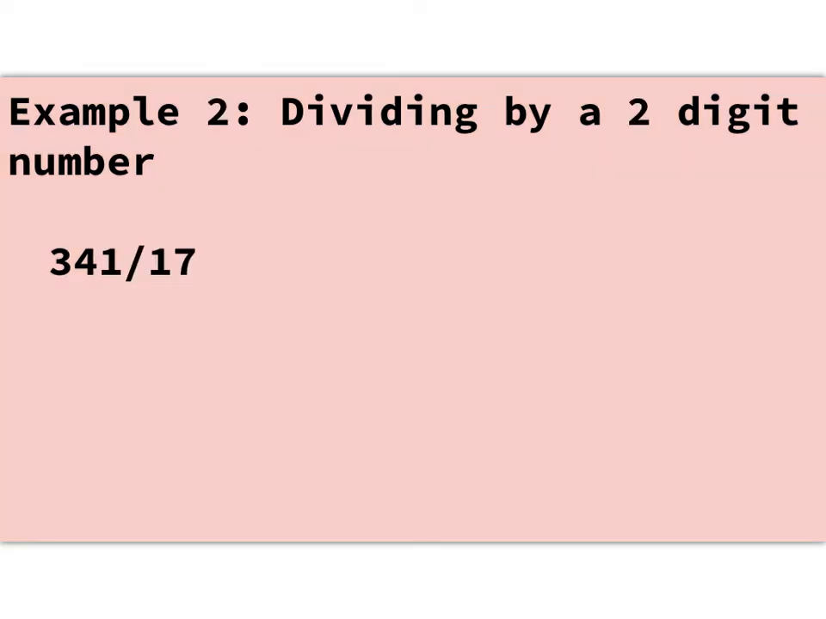Okay, dividing by a two-digit number. Now, it's hard putting fractions on a computer when I did these slides. So this would be 341 over 17. And how do we change this? Well, the number at the bottom goes on the outside of the house, and the number on top goes inside the house. And I'll pick it up on the next slide.